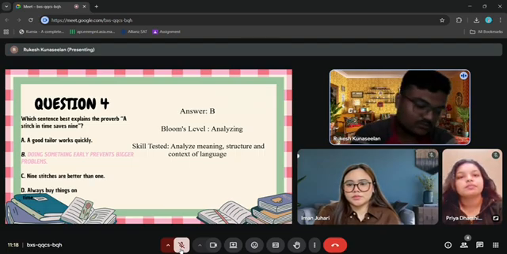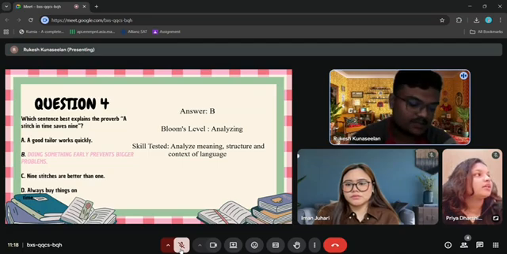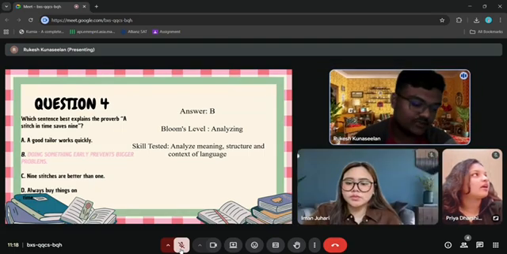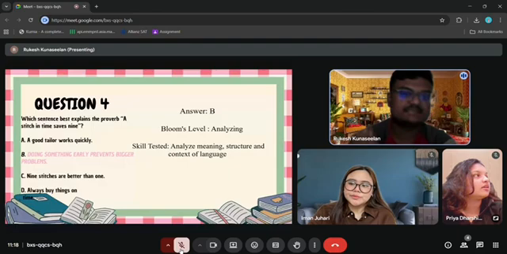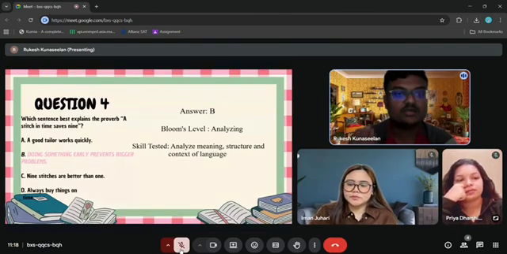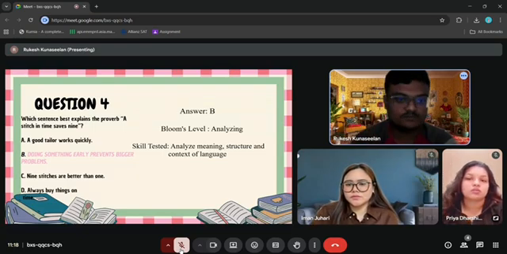Okay, the proverb "a stitch in time saves nine" teaches us that it is better to solve a small problem early before it becomes worse. For example, if we repair a small hole in our clothes now, we won't need to fix a big tear later. So the best answer is B. Doing something early prevents bigger problems.